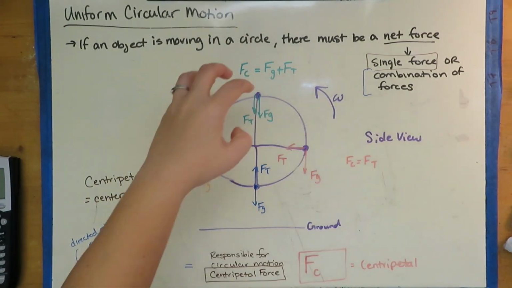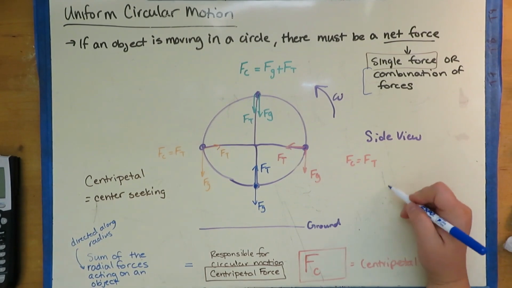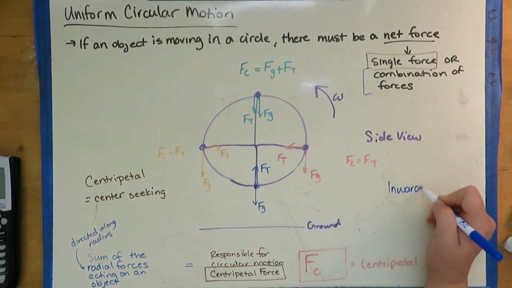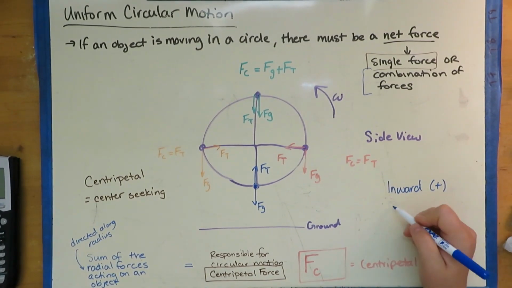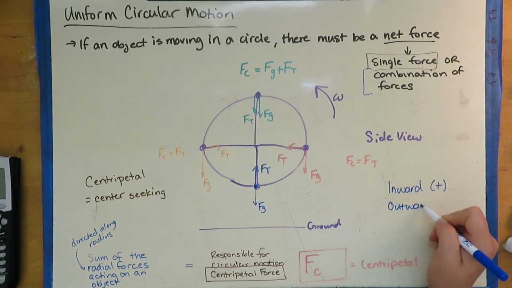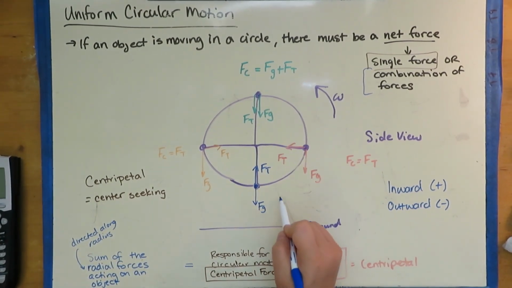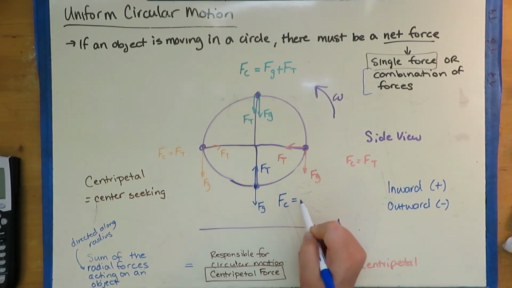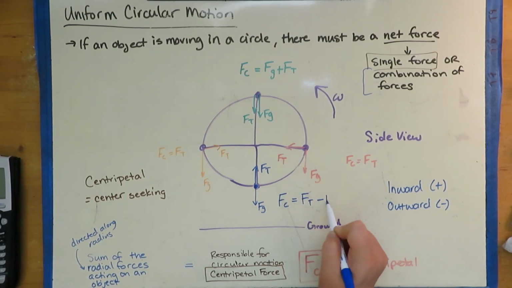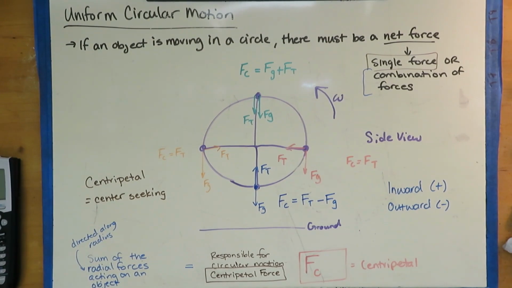I've defined essentially here that the inward direction is positive. So that means the outward direction is negative. So this gravitational force is still a radial force. It's still contributing to my centripetal force, but my centripetal force is going to be tension minus my gravitational force.